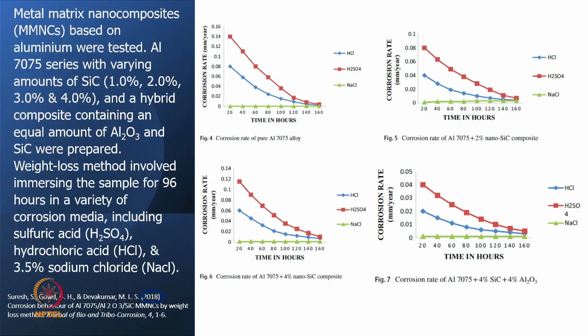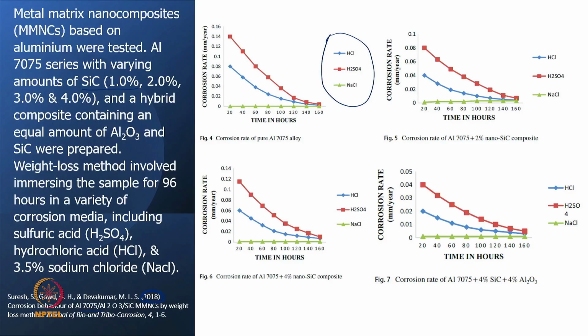So, now I am just trying to cover one of the research papers which was published in 2018. This is 2018 in this case, and what they tried to realize was the corrosion behavior of aluminum 7075 under different kinds of mixing. So, what they did, they mixed silicon carbide 1%, 2%, 3% and 4%, and used different kinds of environment, something like HCl, sulfuric acid, and NaCl, that is a salt solution in this situation.